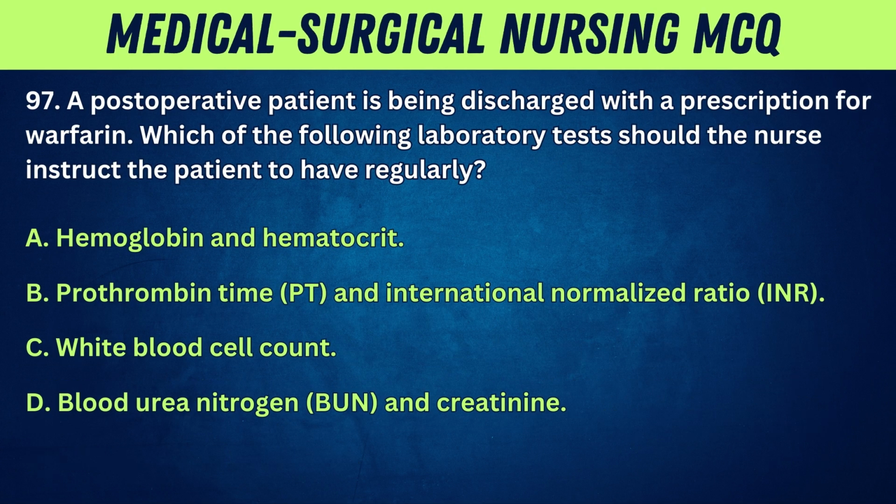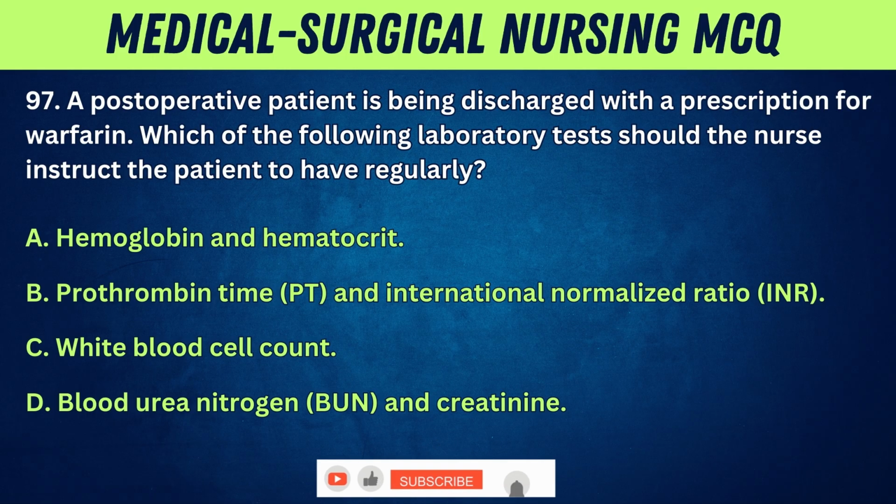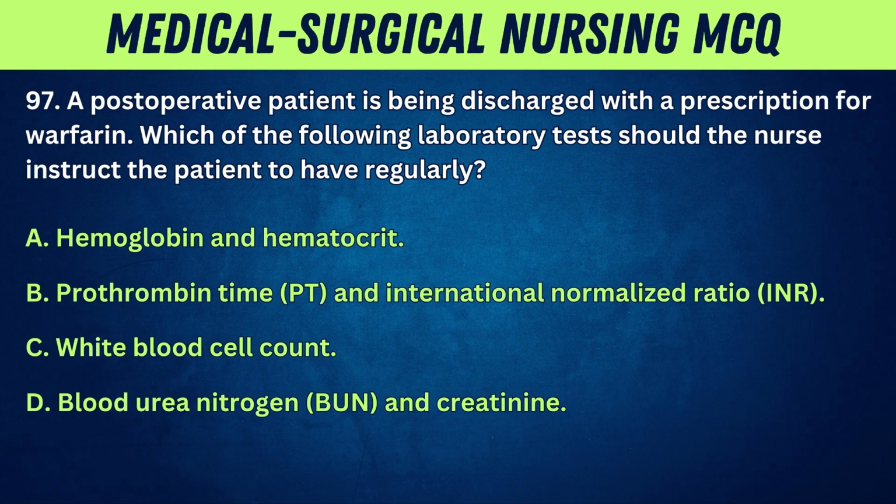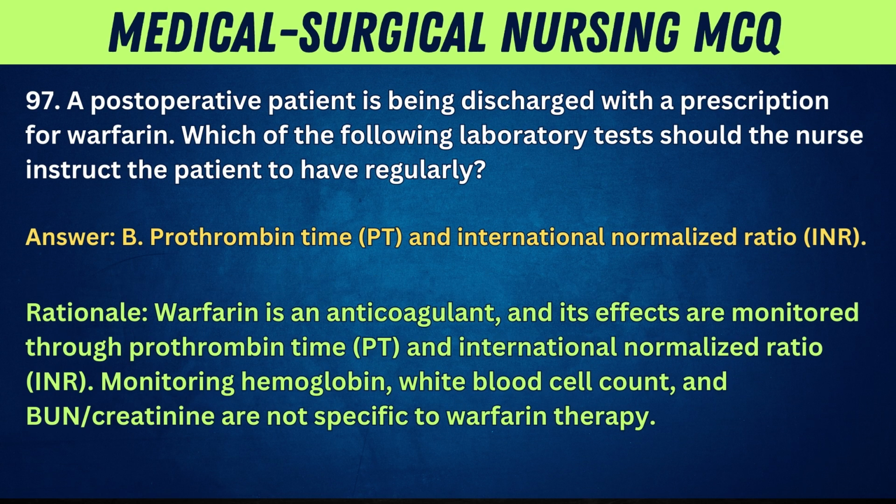97. A postoperative patient is being discharged with a prescription for warfarin. Which of the following laboratory tests should the nurse instruct the patient to have regularly? A. Hemoglobin and hematocrit. B. Prothrombin time, PT, and international normalized ratio, INR. C. White blood cell count. D. Blood urea nitrogen, BUN, and creatinine. Answer. B. Prothrombin time, PT, and international normalized ratio, INR.